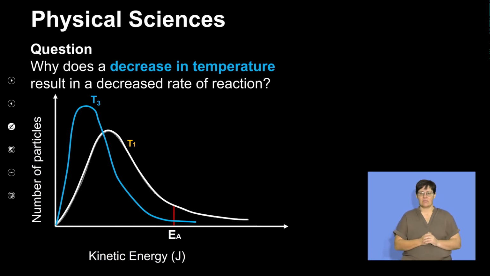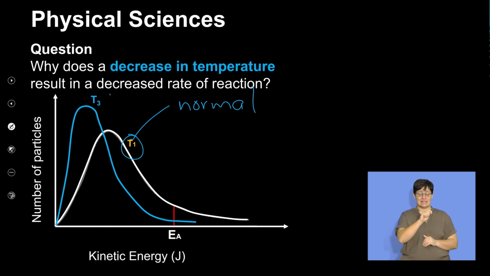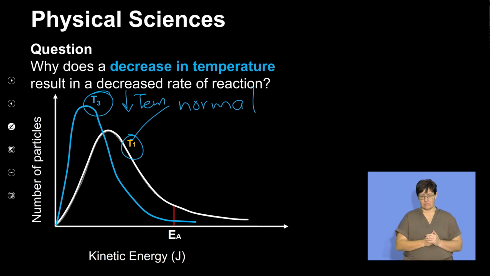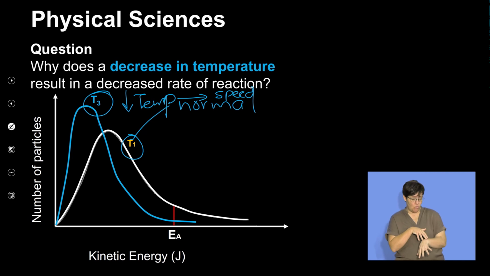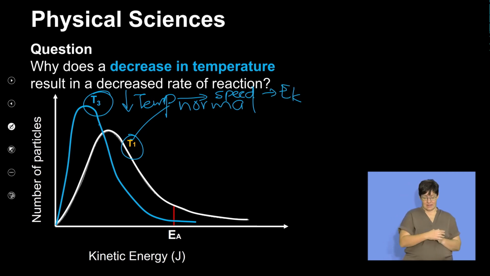When I look at the next question, a decrease in temperature results in decreased reaction. Why does this happen? Firstly, we need to see that T1 is showing our normal curve, and T3 is showing our curve at a lower temperature. Now we know temperature is linked to the speed, and that speed is linked to the kinetic energy. So if we look at our distribution, from the normal curve, I have a higher peak, and my peak is more to the left.